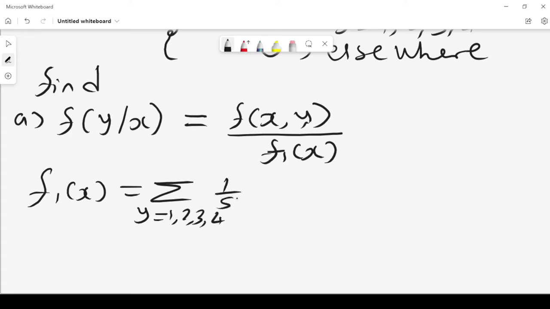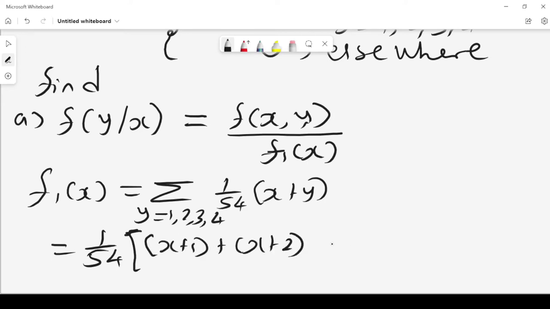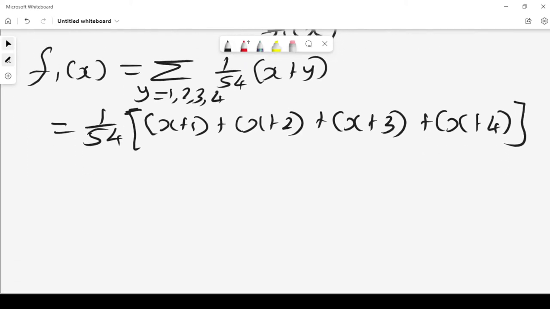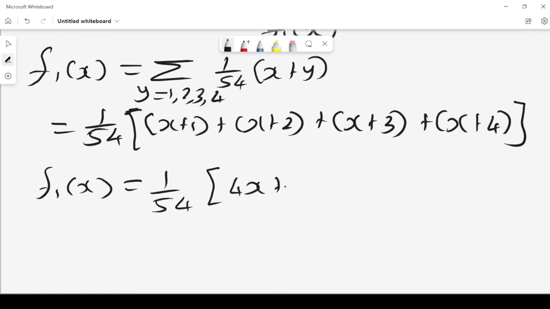And our f of xy is 1 over 54 (x plus y). And this gives us 1 over 54, the sum of x plus y, where y is 1, y is 2, y is 3, and therefore we have the last one, y is 4. And when we combine all that, we'll get that f1 of x is equal to 1 over 54, 4x plus 10, and that will give us 2x plus 5 all over 27.